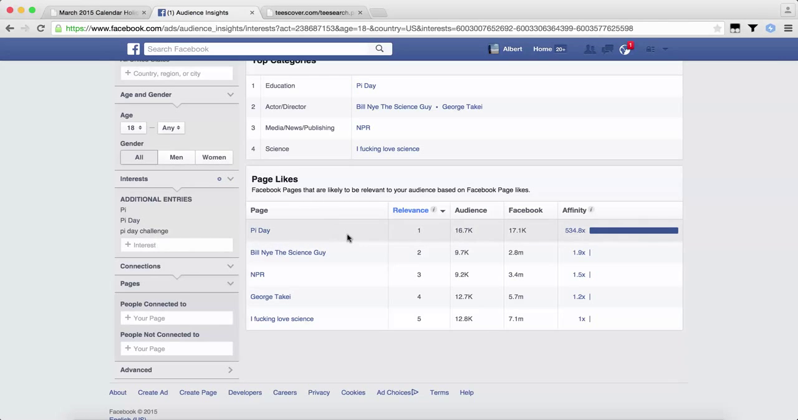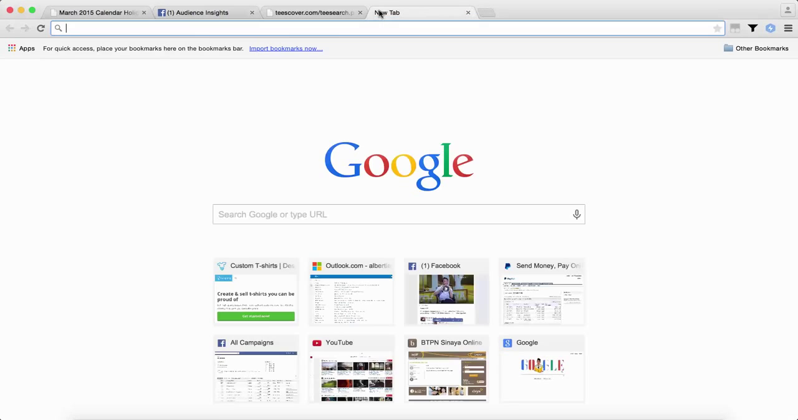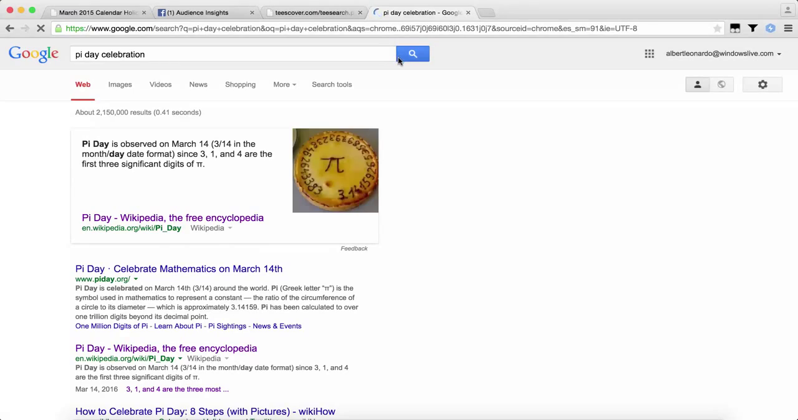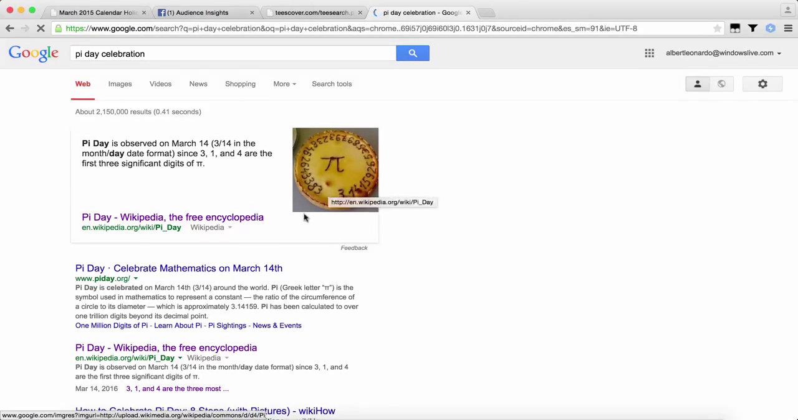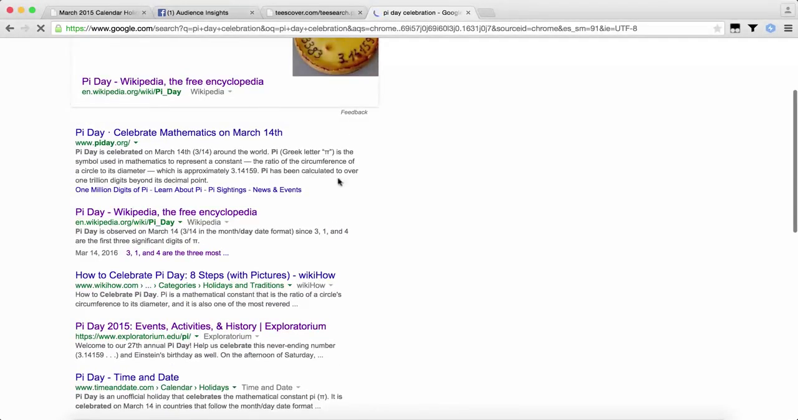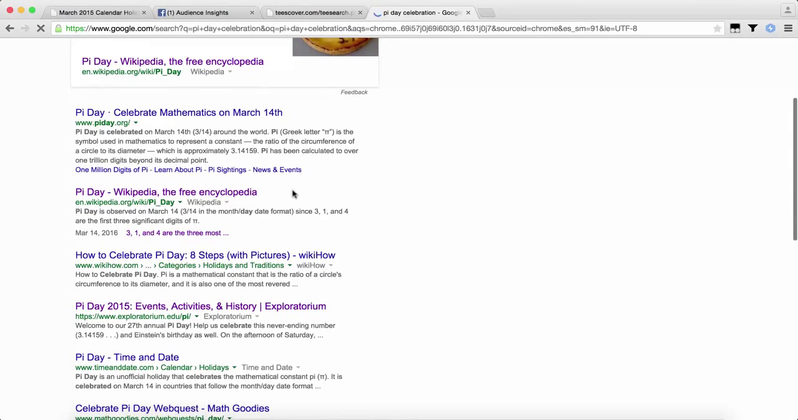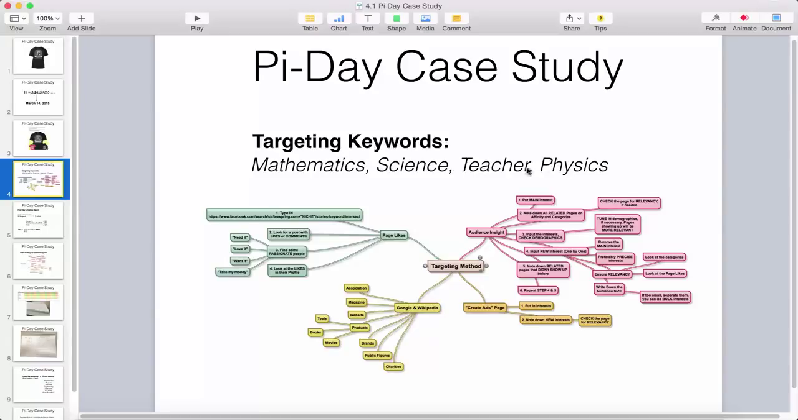Since this is not celebrated in my country, I need to check Google, and I type in Pi Day celebration to get a feel of how Pi Day is celebrated. So after browsing Google, Wikipedia, visiting some web pages, I found some main keywords related to Pi Day are physics and teacher. So these are 4 main keywords that I used to do the targeting using the method I have shown you in the previous video.